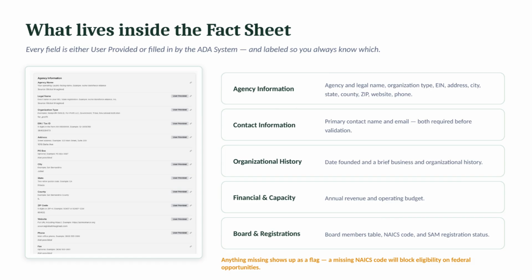Every field inside is labeled either user-provided or filled in by the ADA system, so you always know the source. It covers your agency information, contact details, organizational history, financials and capacity, and your board and registrations. Anything missing shows up as a flag, and a missing NAICS code, for example, will block your eligibility on federal opportunities.